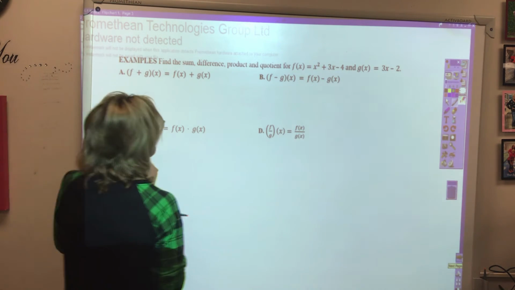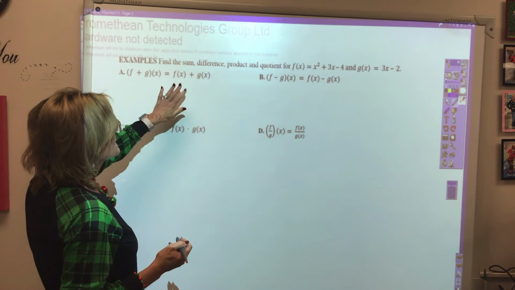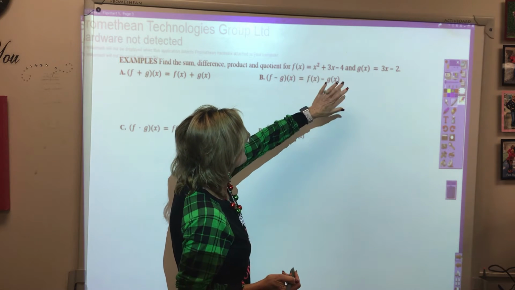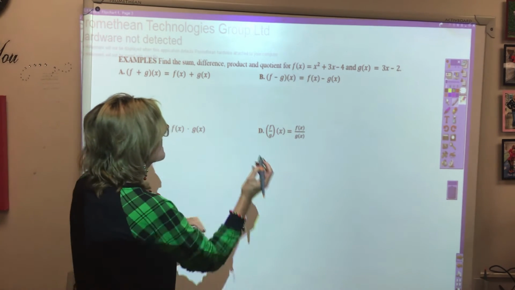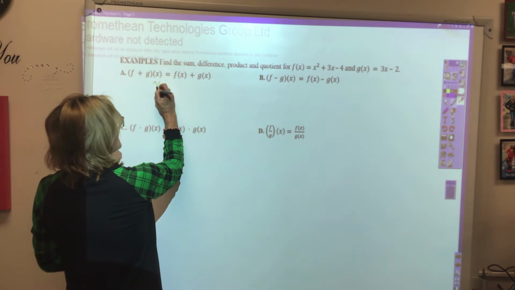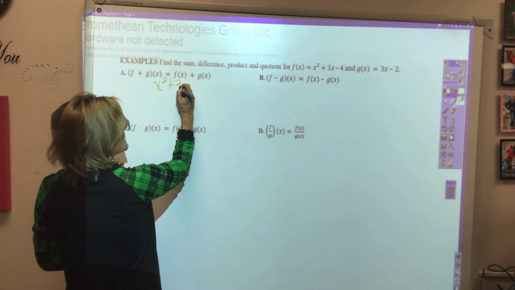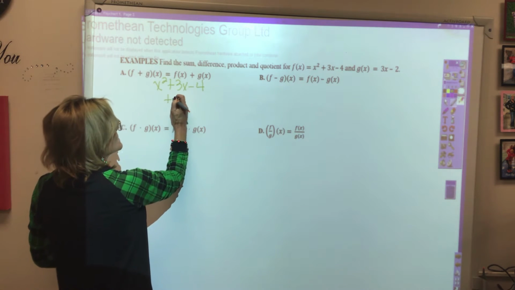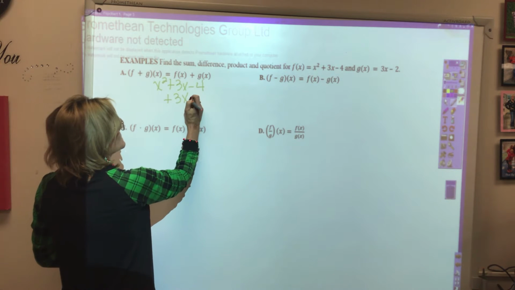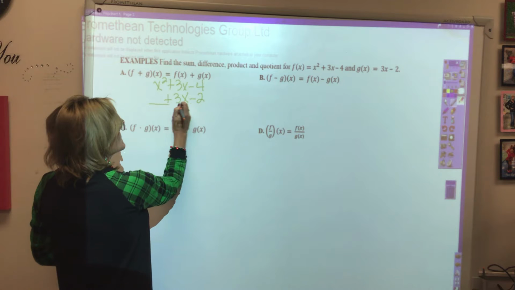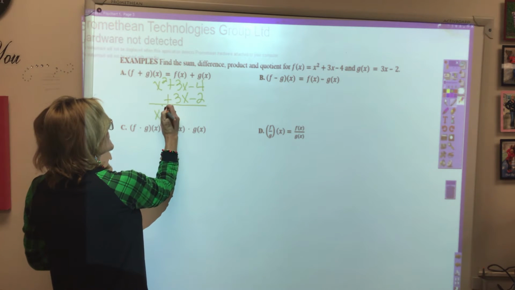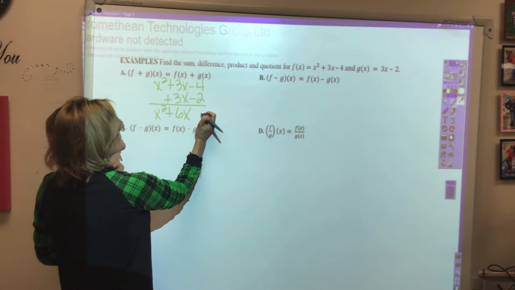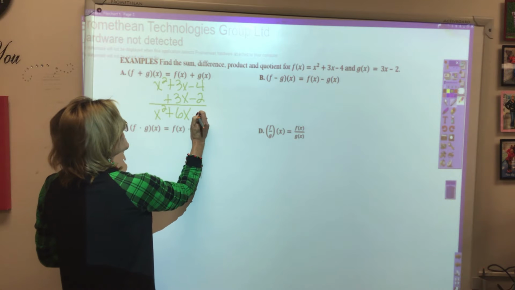Okay, so we're going to start with finding the sum, the difference, the product, and the quotient of f of x and g of x. So for the sum, I'm going to write down f of x, x squared plus 3x minus 4, and I'm going to add to that the g of x. So I'm going to just combine my like terms. 3x and 3x will be 6x, and -4 minus 2 will be -6.